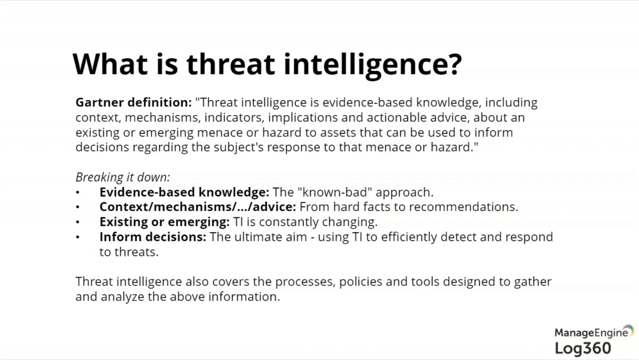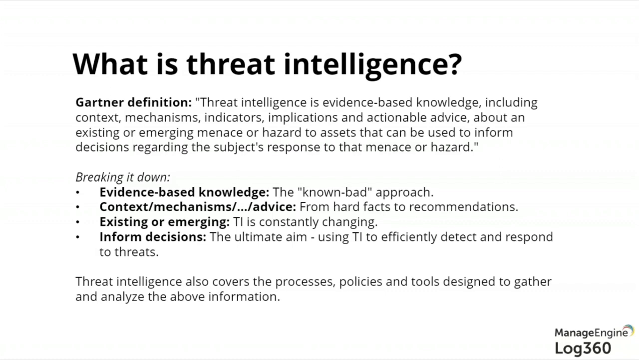According to Gartner, threat intelligence is evidence-based knowledge, and it includes context, mechanisms, indicators, implications, and actionable advice. It includes all of these things about an existing or emerging menace or hazard to assets that can be used to inform decisions regarding the subject's response to that menace or hazard. Okay, so that was a mouthful, and a pretty long-winded explanation. So let me try breaking it down for you.